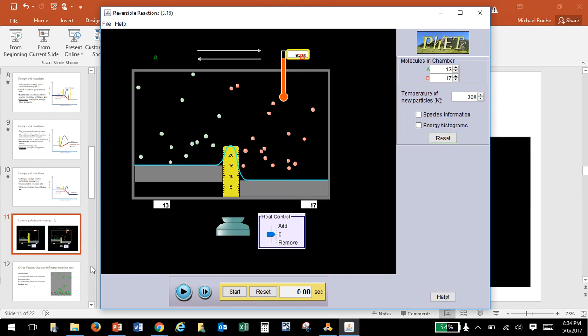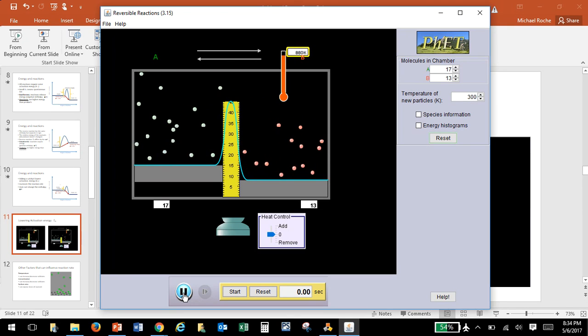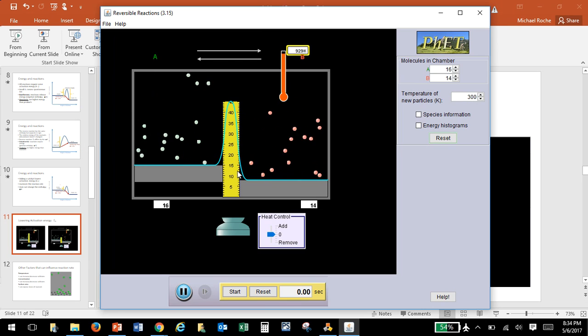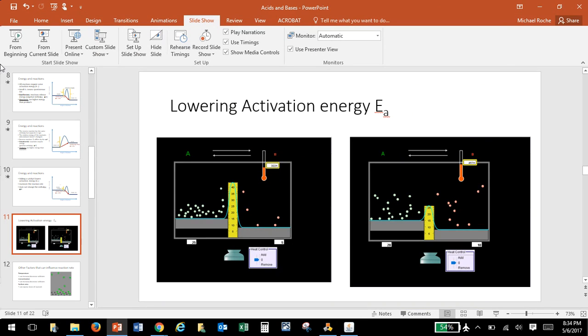All right, and as I mentioned, raising the activation energy is going to make it difficult for things to go back and forth, and we can help them go back and forth by giving them more energy to overcome that. And we'll talk about that in a minute. All right, so back to this.